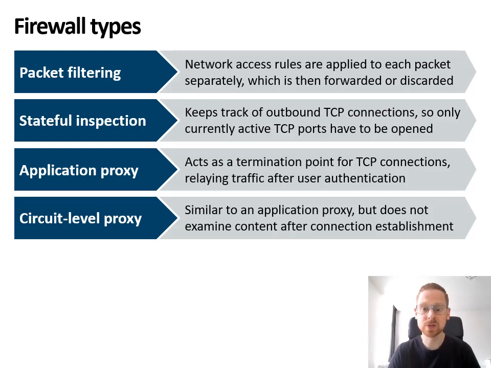The third one is the application proxy. This is a much more complicated type of firewall that will terminate all TCP connections and then inspect the traffic at the application level. As such, it performs deep packet inspection. It can authenticate users and only allow traffic for authenticated users. Finally, the circuit level proxy is similar to the application proxy. It also terminates TCP connections, but it examines the content only at connection establishment, and after that it doesn't perform any more deep packet inspection on the actual packets of active connections.